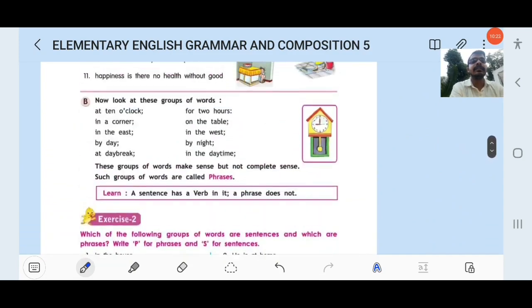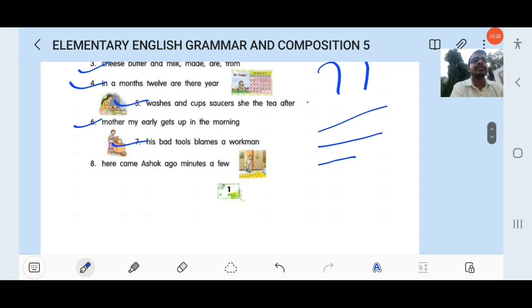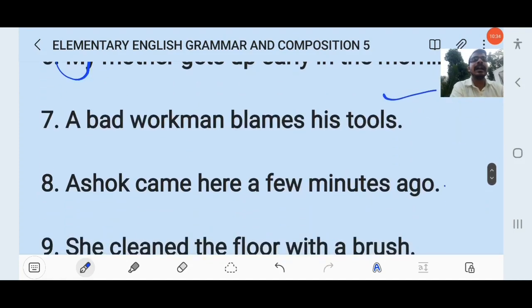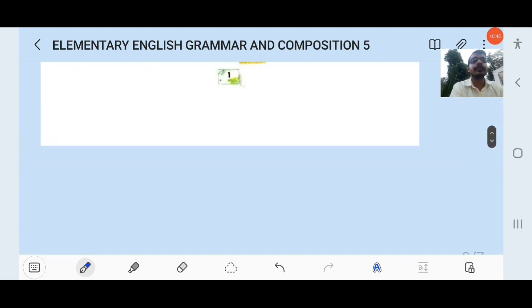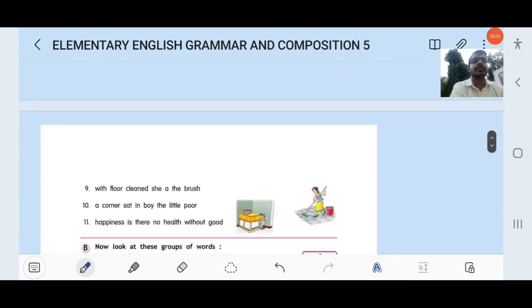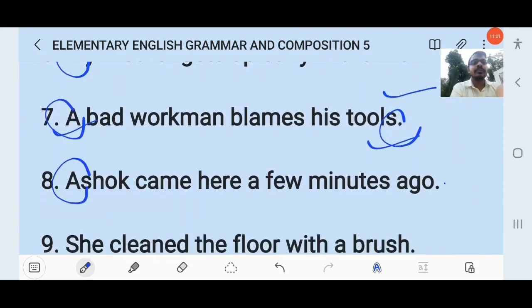Then next question number 7: his bad tools blames a workman. This is a proverb. You have to write: A bad workman blames his tools. A should be capitalized and then end the sentence with a full stop. Then next question number 8: here came Ashok ago minutes a few. You have to write: Ashok came here a few minutes ago. A should be capitalized and end the sentence with a full stop.